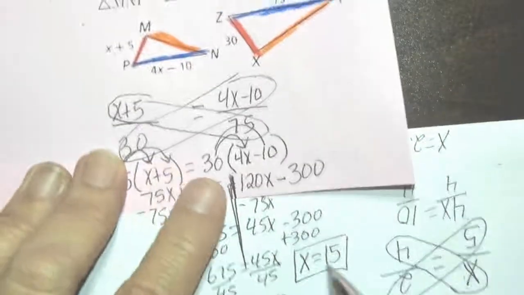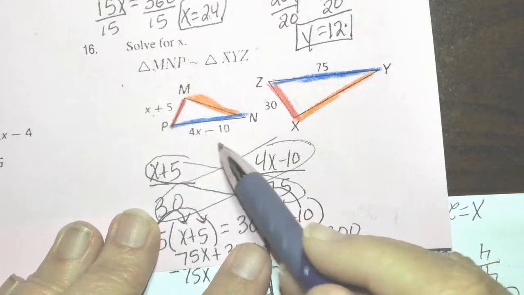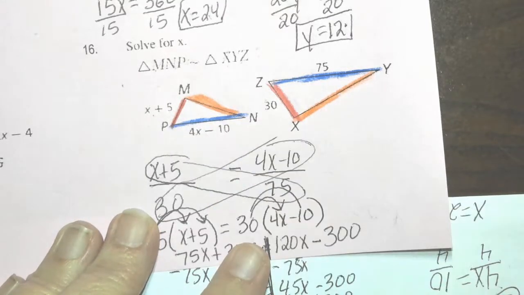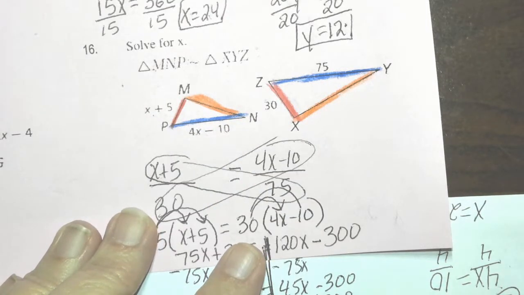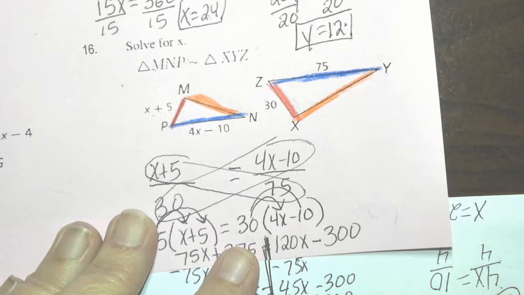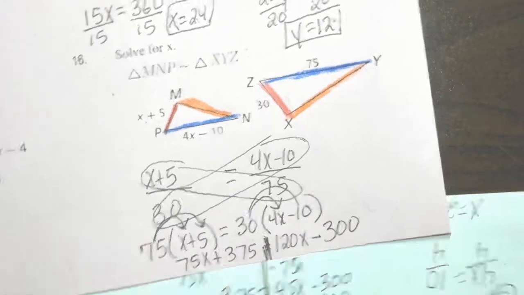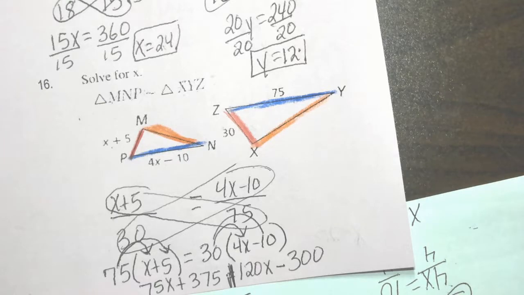Now, I could take that 15, plug it in here and substitute, and then see if my scale factors work out correctly. And that's the way that I would check. So now you're going to be working with your partners on the rest of this sheet.